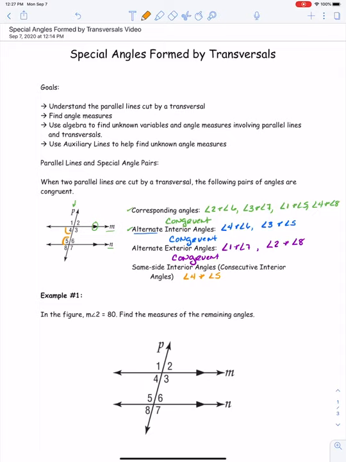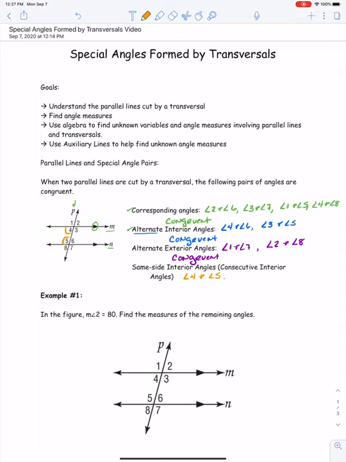Consecutive means they're side by side, okay? Interior means they're inside, so they're side by side, okay? I like the same side interior word because that kind of tells you it's on the same side, okay? So pause the video here and see if you can find the other set of same side interior angles.